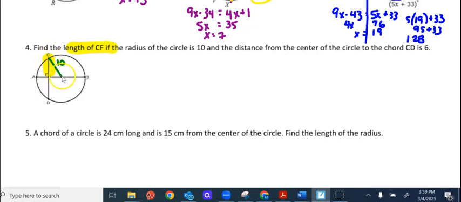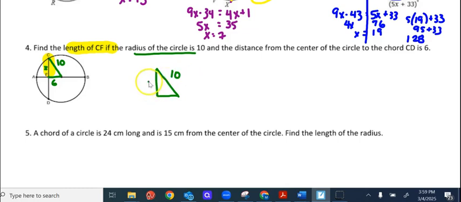If we know the radius of the circle is 10, and they're wanting to know this length, so we don't know that length. And we do know that the distance from here is 6. So let me read that to you again. Find the length of CF. If you know the radius of the circle is 10, so I went ahead and drew a radius. And you know the distance from the center to the chord in question is 6. So now we have a right triangle we just created.